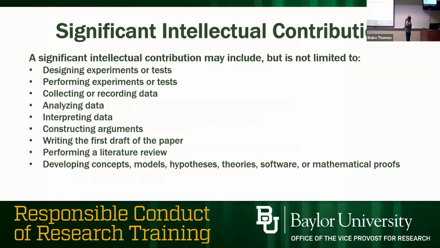So when you think about significant intellectual contribution, you can have this list here, and a lot of the credit systems do that as well. Where did they have contribution? Did they design experiments? Did they perform them, collect data, analyze? Construction of the arguments, the first draft. Cataloging some of these can be very helpful to determine where they should go.